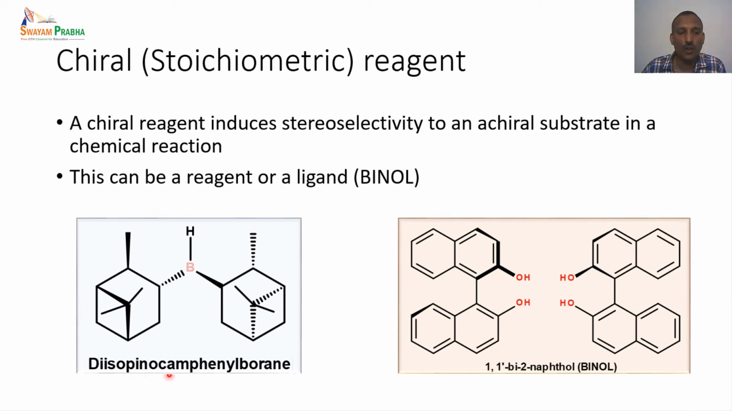diisopinocampheyl borane, shown here. This is the borane unit. We have two chiral units present on this borane. This is used as a chiral reagent for borane reactions, hydroboration reactions, and in that particular case we end up with a chiral product.